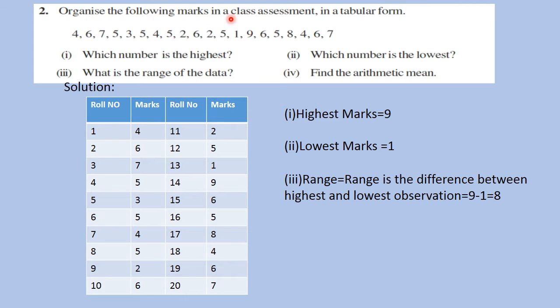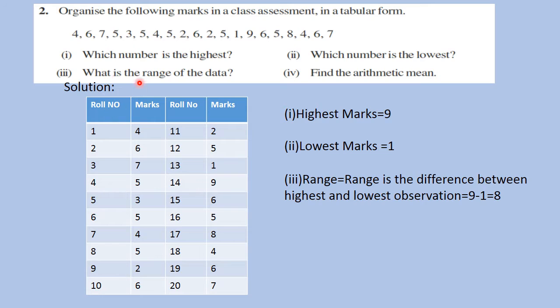Organize the following marks in a class assessment in a tabular form. There are many ways of organizing data. Any data can be organized in many ways. First of all, you have to organize these marks in a tabular form. Tabular form means you have to write a table. So how do you write it? For the marks of a class, you will have a roll number and marks, isn't it?